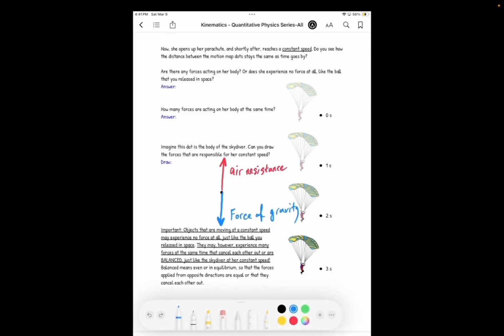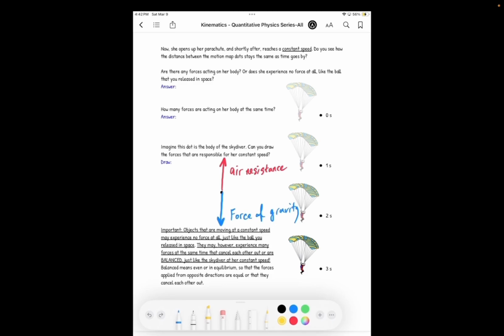Very good. So can you describe the relationship between what we see in this force diagram? I'm going to call this a force diagram. What do we see in this force diagram and what we see in terms of the motion map? If the air resistance and the force of gravity are equal, then that's a good guess. They're going to move at a constant speed.